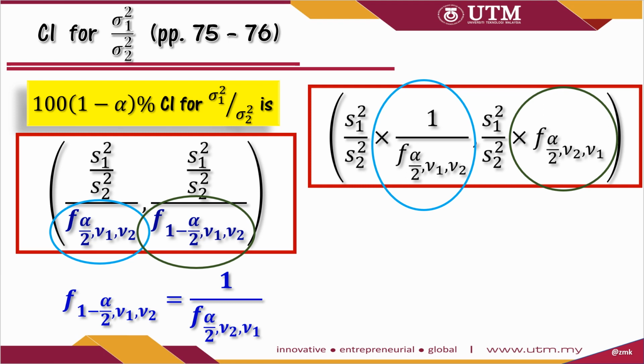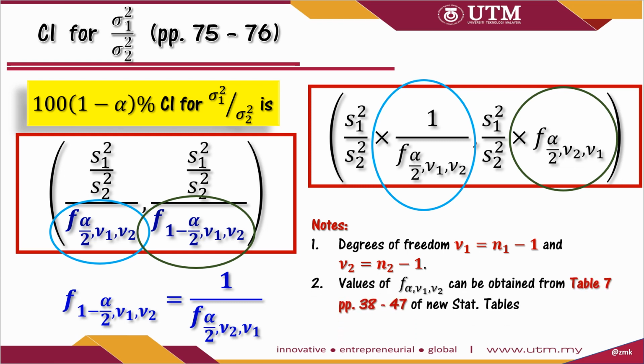For the lower limit, you have nu1 nu2, whereas for the upper limit, you have nu2 nu1. A number of points to note here is that first, nu1 is n1 minus 1, where n1 is the first sample size, whereas nu2 is n2 minus 1, where n2 is the second sample size. Second, the values of F-scores can be obtained from Table 7, pages 38 till 47 from the new or current statistical tables booklet.